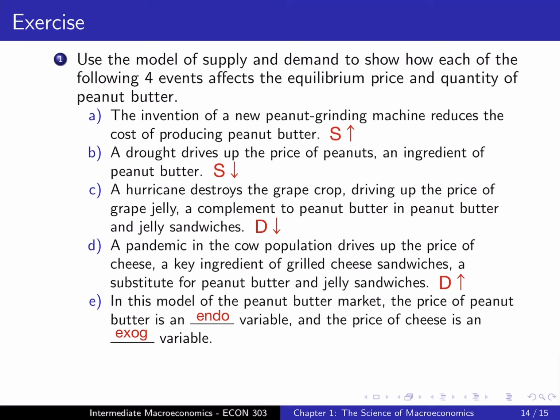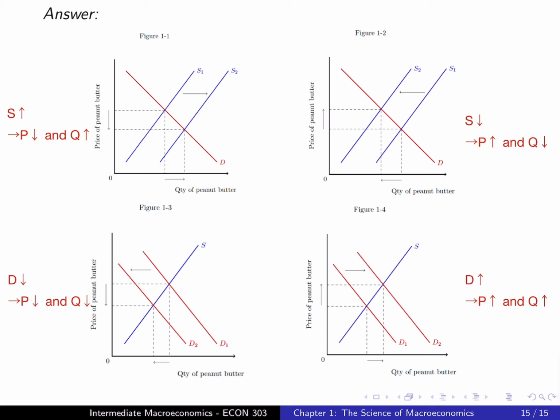D. A pandemic drives up the price of cheese, a substitute for peanut butter and jelly sandwiches. As grilled cheese becomes more expensive, peanut butter demand rises. The demand curve shifts to the right, shown in the fourth graph. Price and quantity both increase.